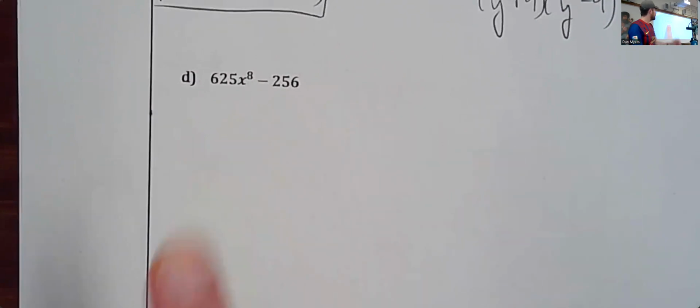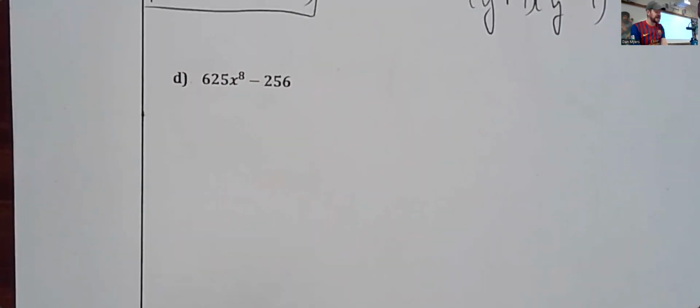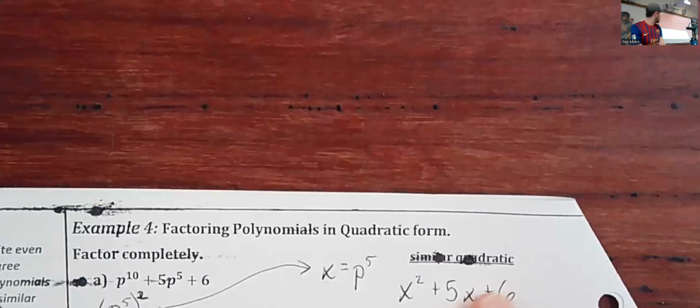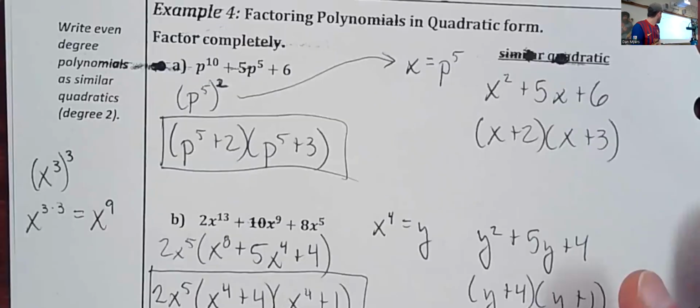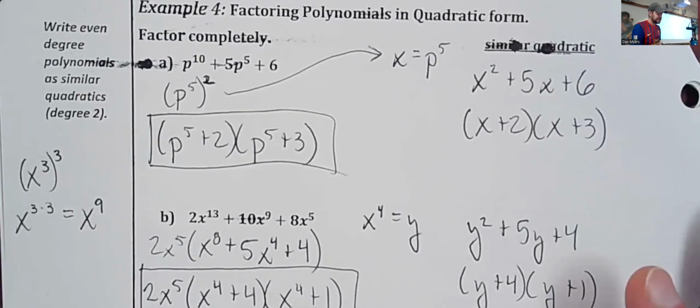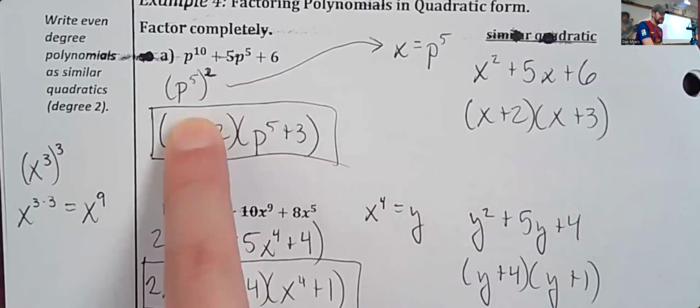So when we have large exponents like this, we want to try to reduce the value of the exponents in order to create what we're calling a similar quadratic. And the way that we did that is, as long as your lead coefficient has a variable with an exponent that is even, you can rewrite that exponent as a quadratic.